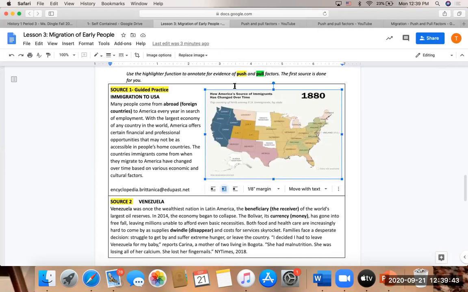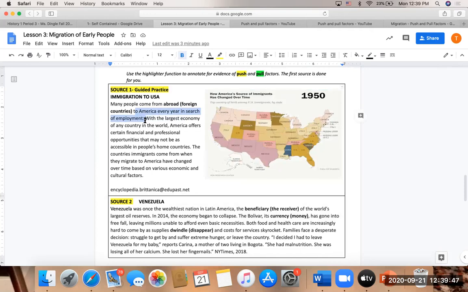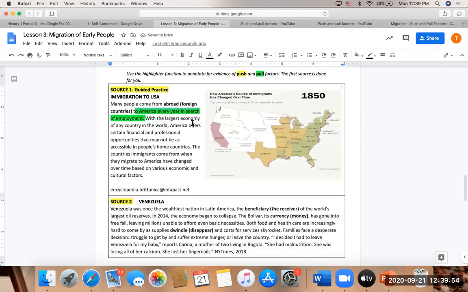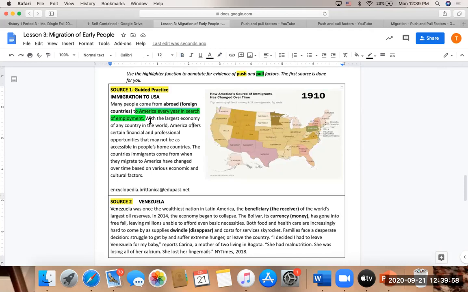So for me, that's a pull factor. They're coming to America for jobs. So my pull is green. I'm going to continue to read just in case I come across anything else. So I already know that people travel here to America for jobs.